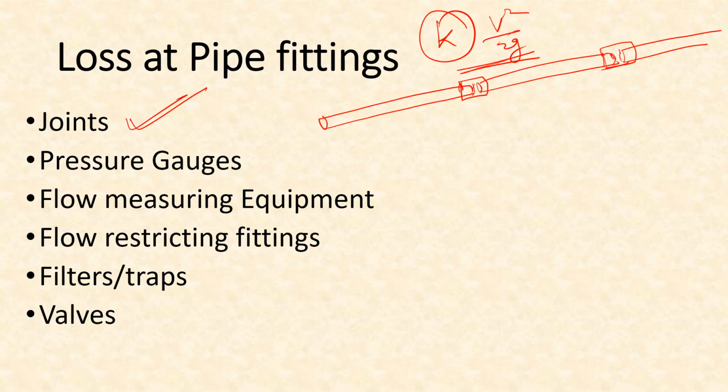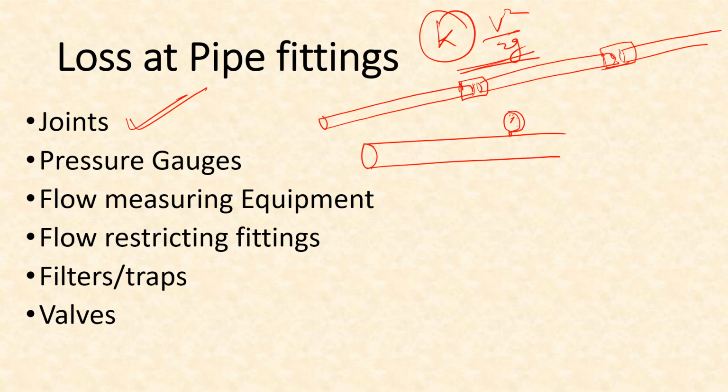Similarly, pressure gauges. If we have a pipe like this and want to measure the pressure here, then we will have to fit some kind of a pressure gauge with a dial. This will be connected with a very small tube, which will be connected to the flow inside, and it sometimes may cause a very small, negligible amount of head loss. If it is properly installed, then the head loss will be minimum, very negligible.